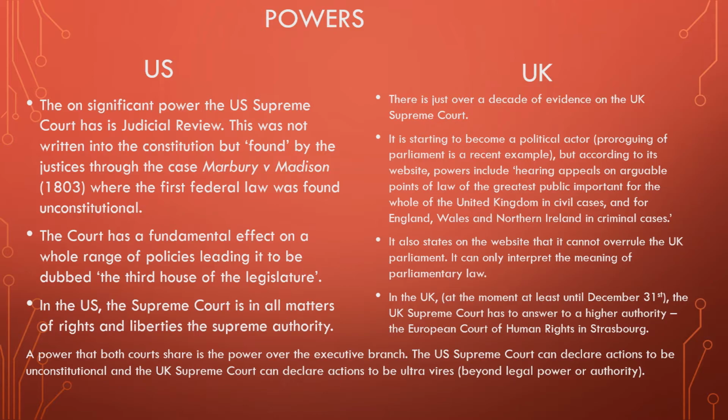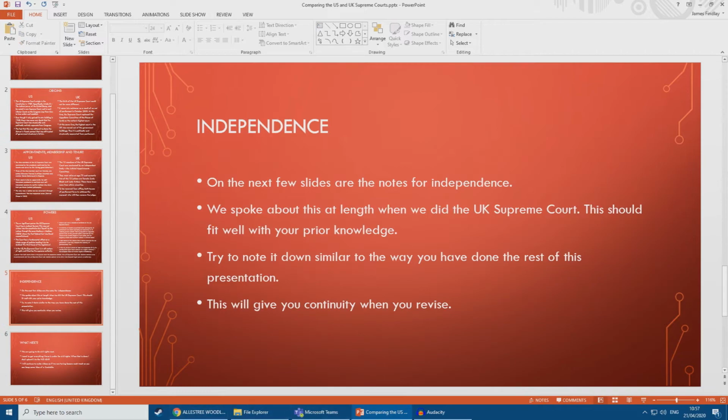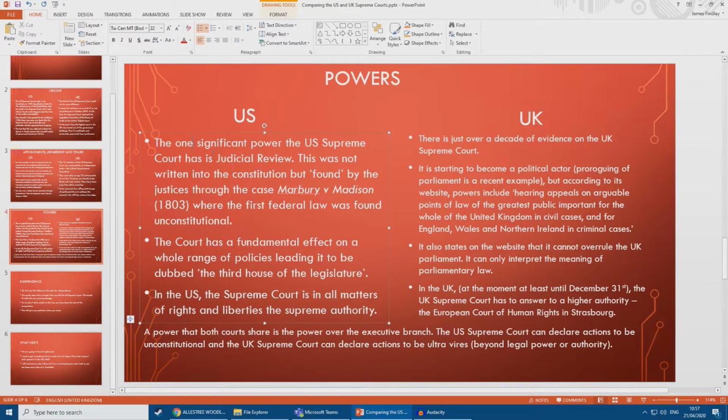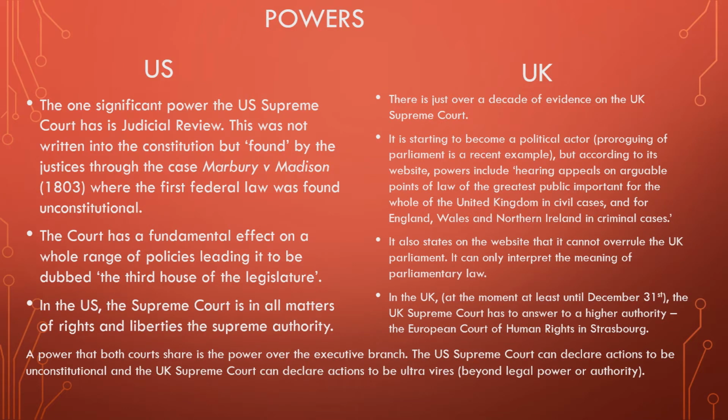So another thing that separates the US and the UK Supreme Courts is their powers. I should say the one significant power of the US Supreme Court is judicial review. Judicial review wasn't written into the Constitution, but it was found by the justices through Marbury versus Madison, which we've already talked about. This is where the first federal law was found unconstitutional, and this set the precedent for what the US Supreme Court would do in future.